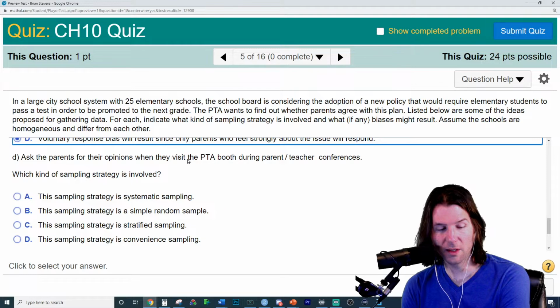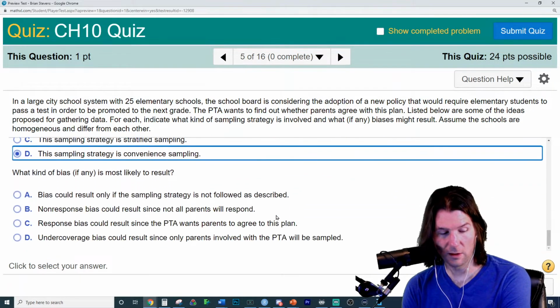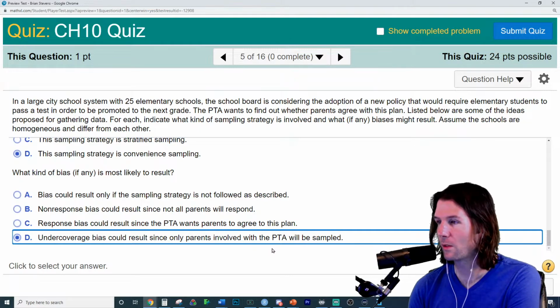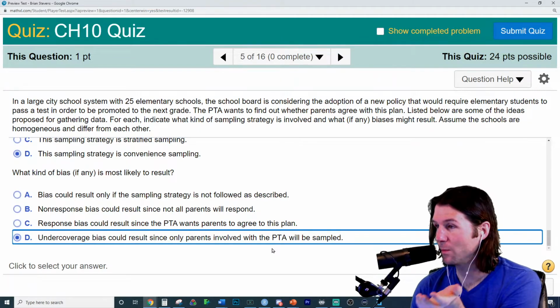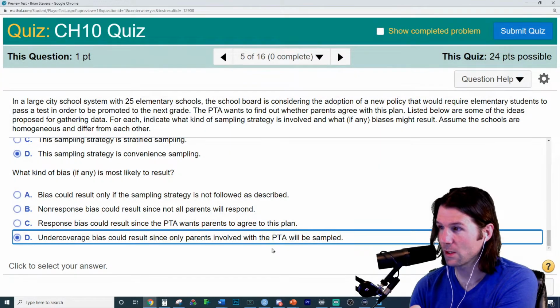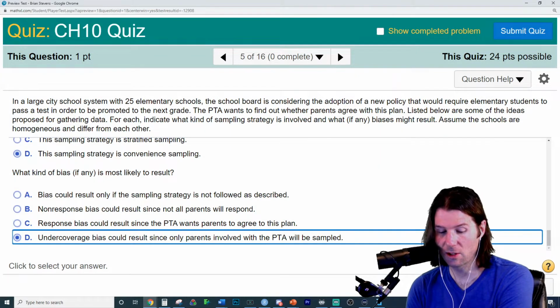Ask the parents for their opinions when they visit the PTA booth. So this one is probably going to be convenience. Yeah, it's not stratified. It's not systematic. It's not simple random. We did this one yesterday too. What kind of bias would this result in? Undercoverage, because this is weird when you have to know this, which I wish they made more clear, that only people at this parent-teacher conference are going to be in the PTA, which I didn't know you need to be in the PTA to go to the parent-teacher conference.